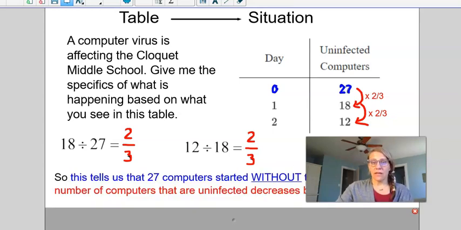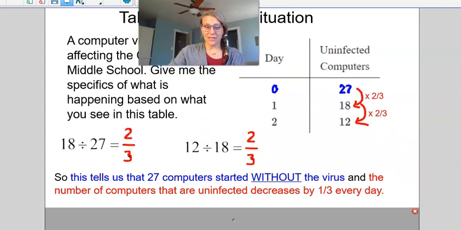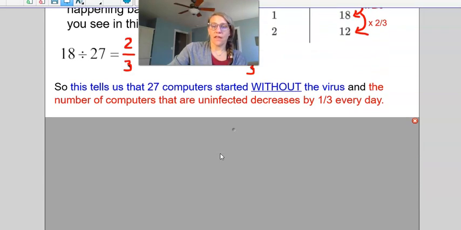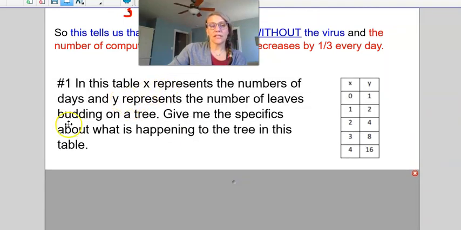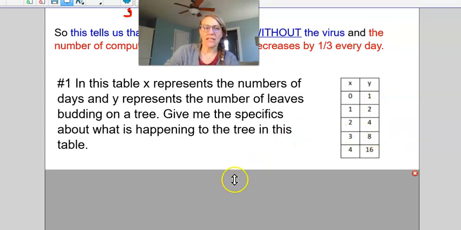So that means our situation is that we've got 27 computers that started without the virus. And every day, the number that are uninfected decreases by 1/3 every time. Okay, so every day we're losing 1/3 of our computers. All right, so now you do the same kind of thing with this table. Pay attention to what it's saying that X and Y represent. So you should have found that on the first day there was 1 leaf budding on a tree, and that every day after that the number of leaves was doubling. So that's kind of what's happening in this situation.